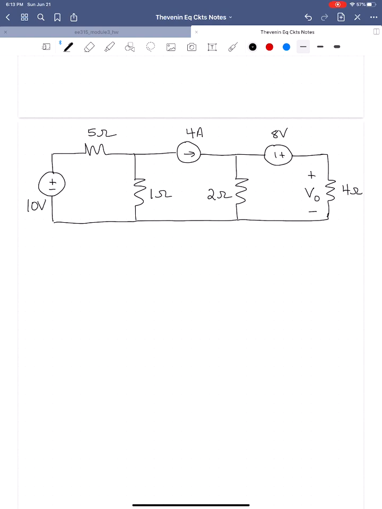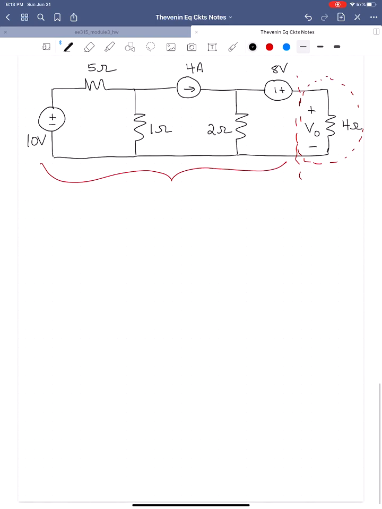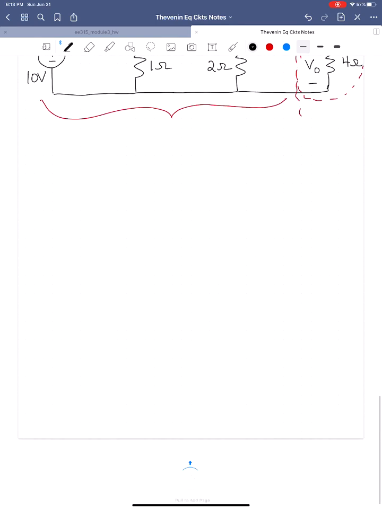So step one is to identify the circuit network relative to the load, okay? And since this is what we're trying to solve for, the voltage VO across that 4 ohm resistor, that 4 ohm resistor is going to be our load, and everything else is going to be our circuit network, okay? So I'm going to draw this out separately, but I won't do this for all the problems after this.